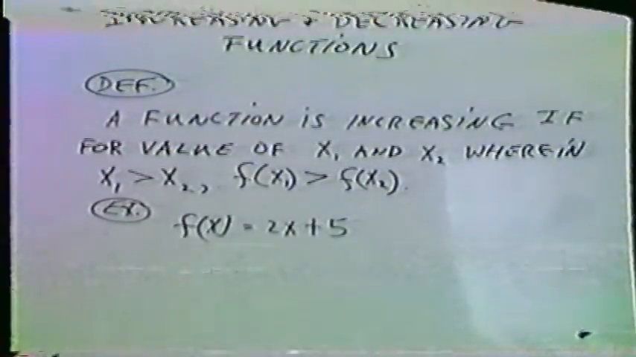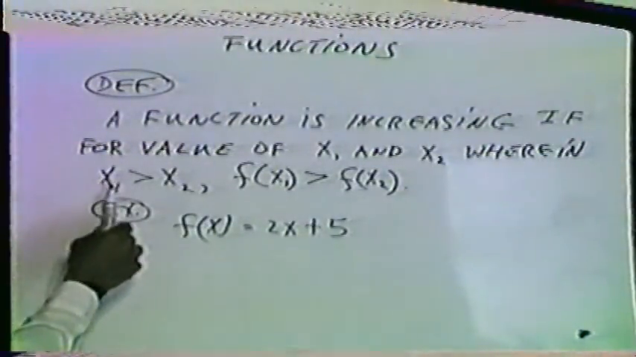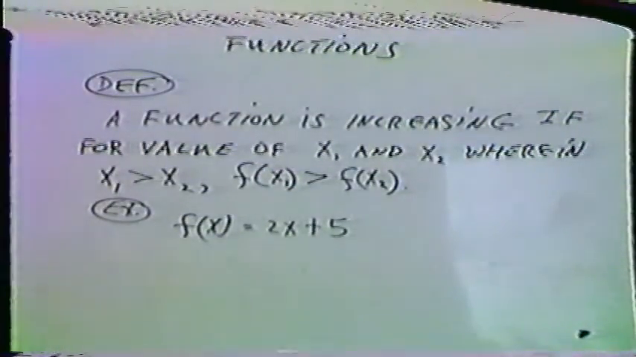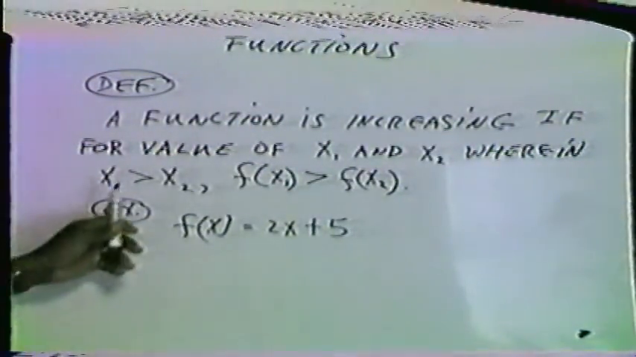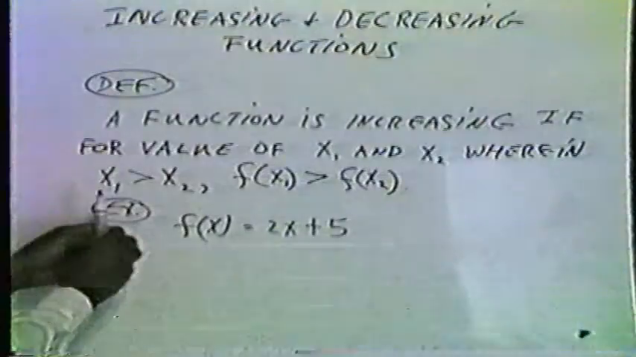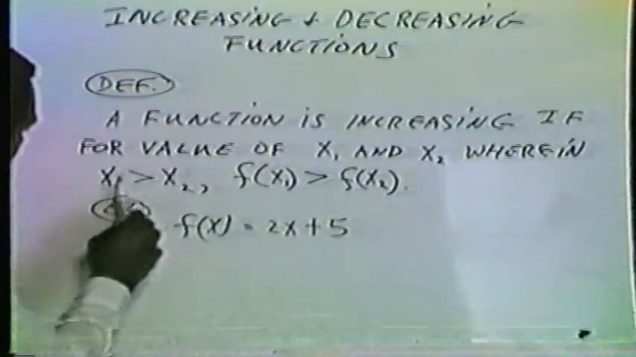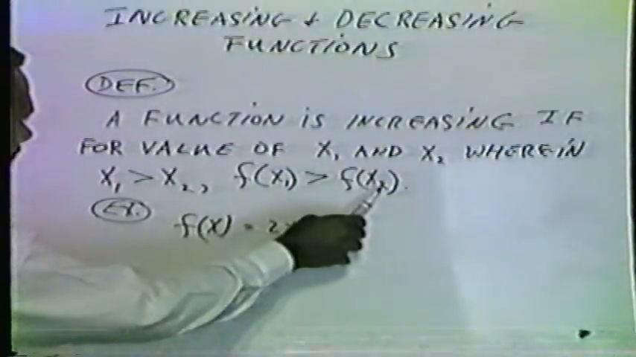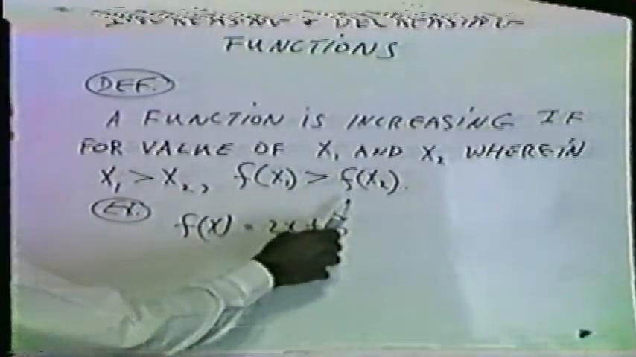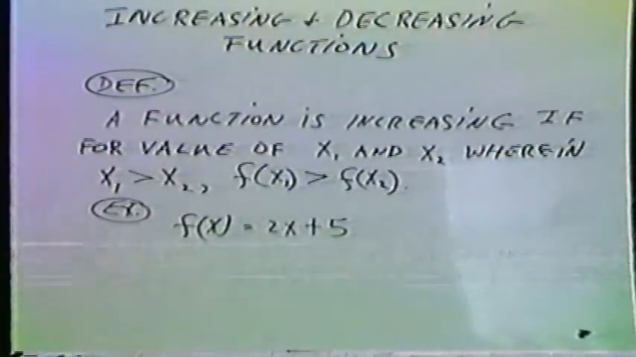So what we need to do here is first choose two numbers, such that the first number is greater than the second number. Now we can choose any two numbers that we want. It's totally up to you which two numbers you choose, but the first number has to be greater than the second number. And once you see that, then you find f of the first number and f of the second number, and f of the first number must be greater than f of the second number. If this is not the case, then the function is not increasing. It's not an increasing function.